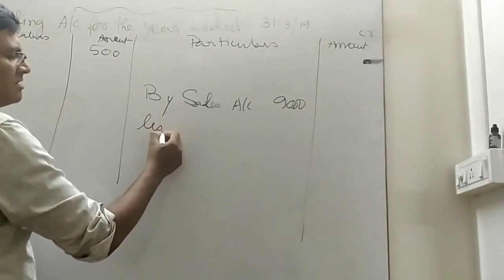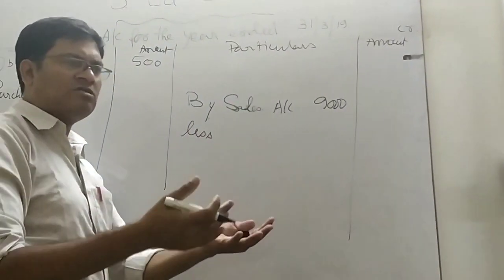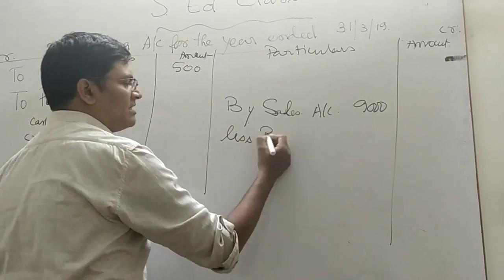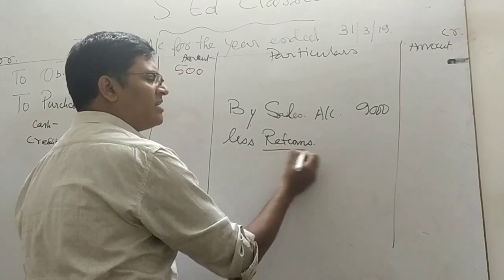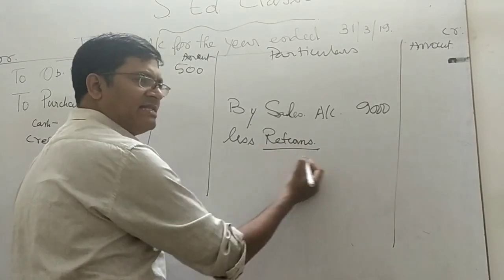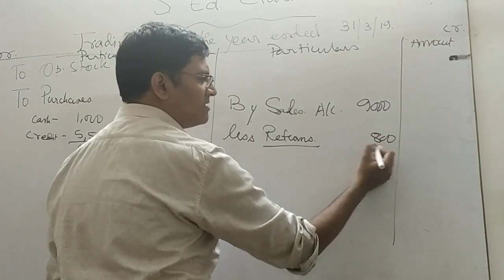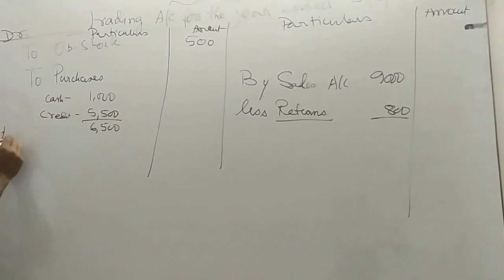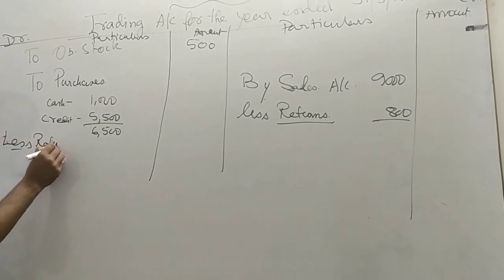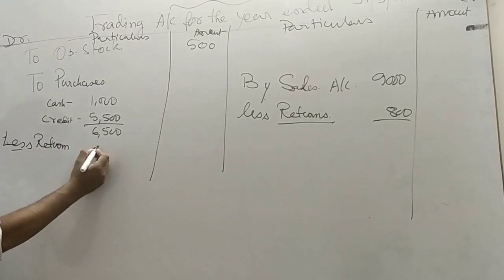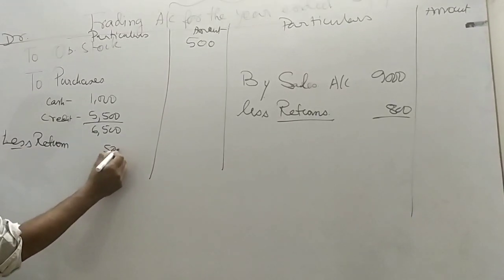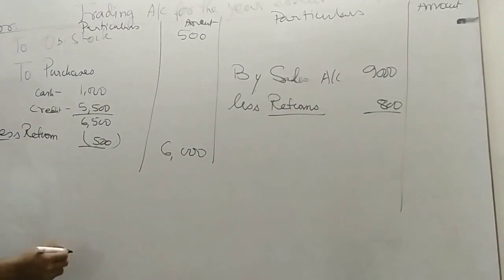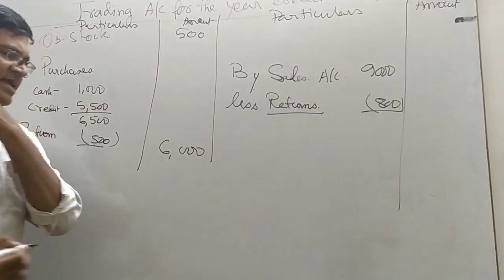Next is return inward. Return inward means whatever we have sold, the goods that are coming back. Return inward also is known as sales return. So return inward, less returns. You may write only returns, you may write return inward, you may write sales return also. It is 800. Then it is return outward, less returns. Over here also you can write return outward or purchase return, which is 500. Now this one is coming 6,000. All the negative figures we try to write in the bracket.